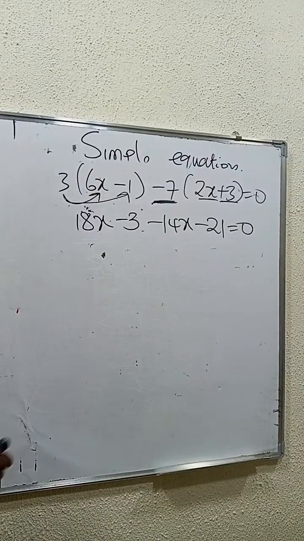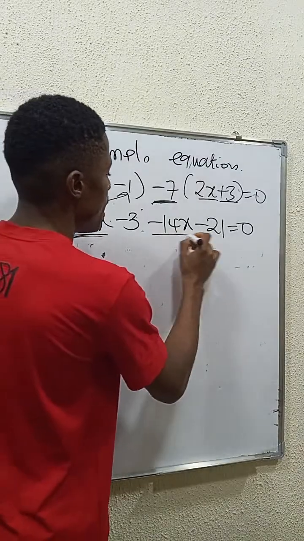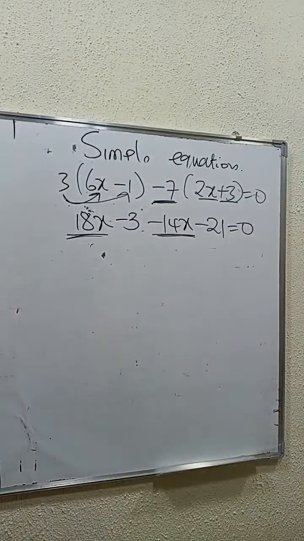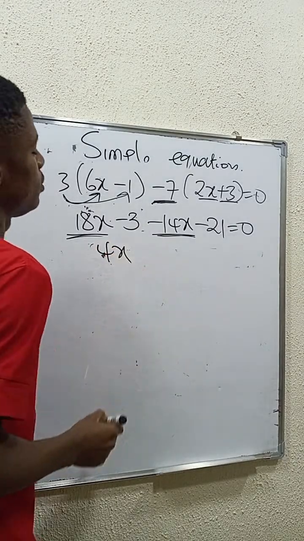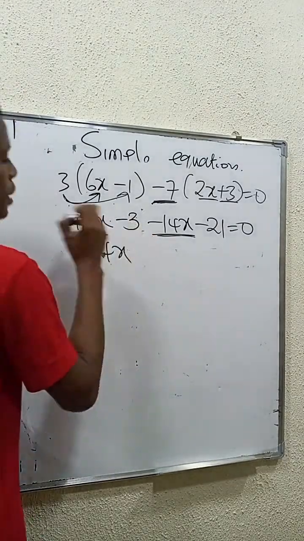Good. Let's collect like terms. We have 18x. We have minus 14x. So what is 18x minus 14x? Yeah, it becomes 4x. Good. You are complying. Very well. Then the next one is number.